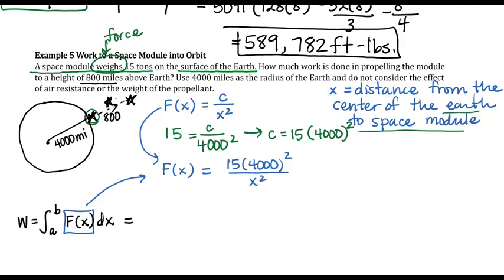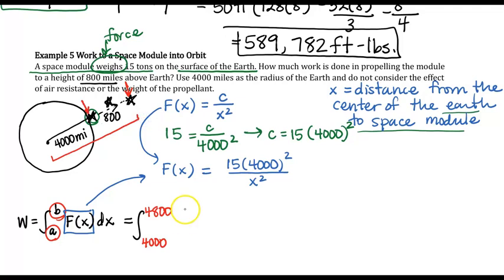So now we need to talk about our limits of integration a to b. I just said that the x value is going to change. So what is the x value changing from? Well, it starts here on the surface of the Earth, where the distance from the space module to the center of the Earth is 4,000. So that is our lower limit of integration. And the ultimate place where it stops is up here, where it is 8,000 miles above the surface of the Earth. So that distance would be 4,800 because we have to add in the radius of the Earth. So those are our limits of integration.